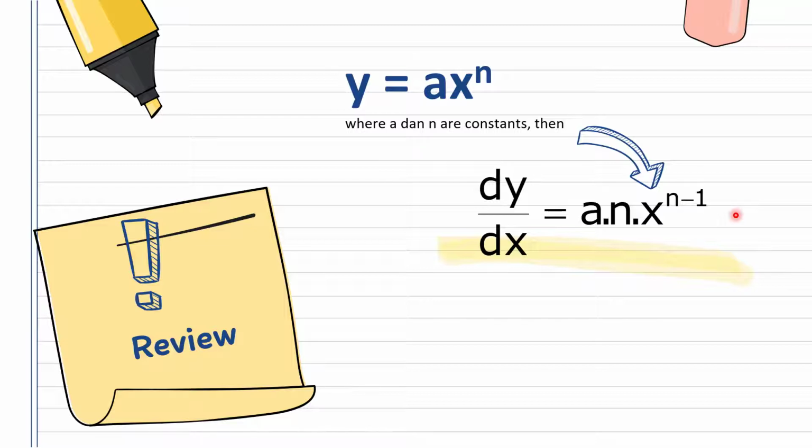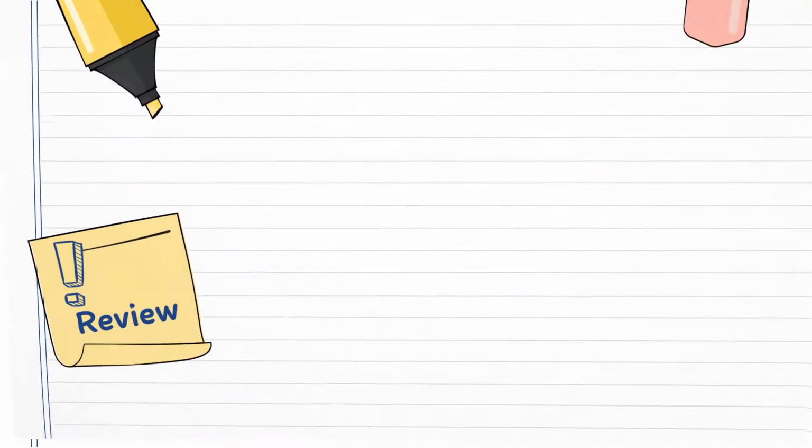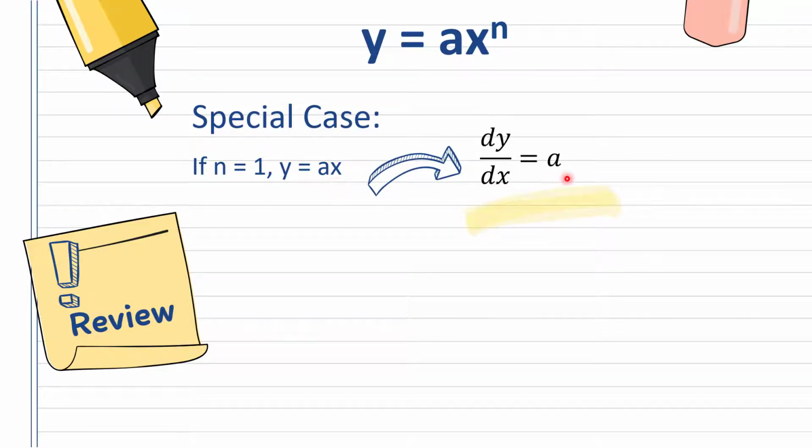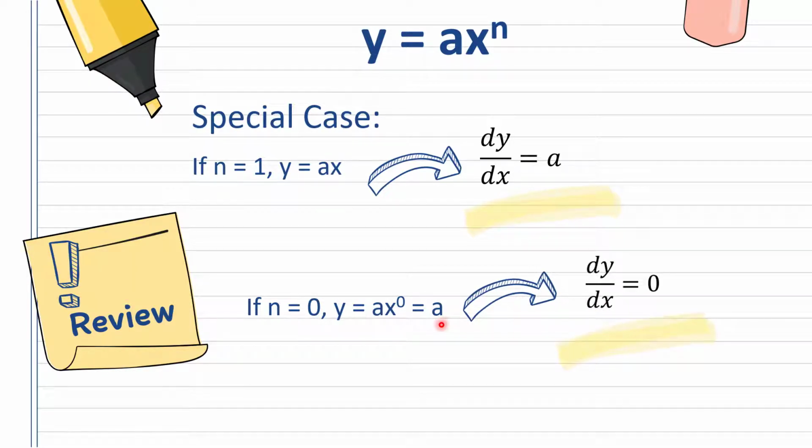With this formula, we have two special cases. The first one is when n equals 1. You have y becomes a times x, and dy/dx will be only the constant a. For example, if you have 6x, then dy/dx is 6. When n equals 0, then y will be only a constant a, then dy/dx will be 0. For example, the derivative of 7 is 0.